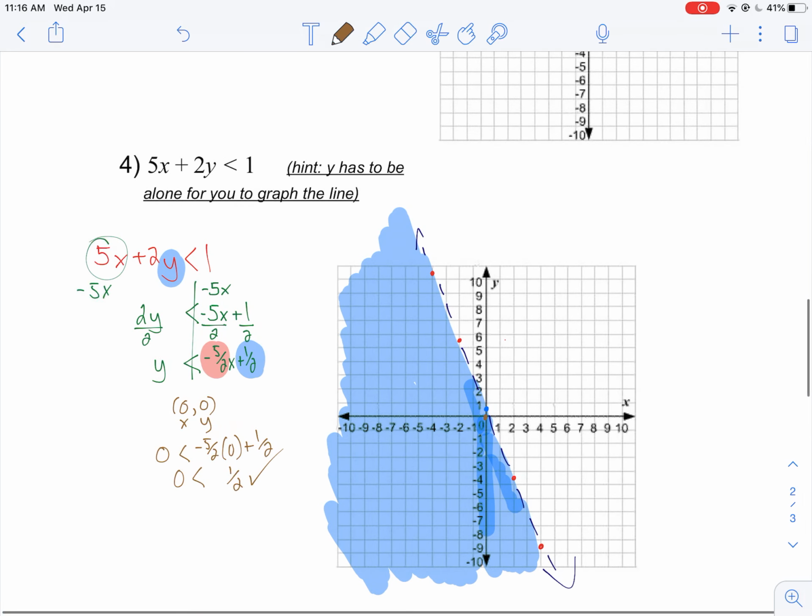So there you go. I just walked you through when you have x and y on the same side of a linear inequality. Remember, you want to get y alone, and then you would just solve it like you have been with linear inequalities. Hopefully this helps you.